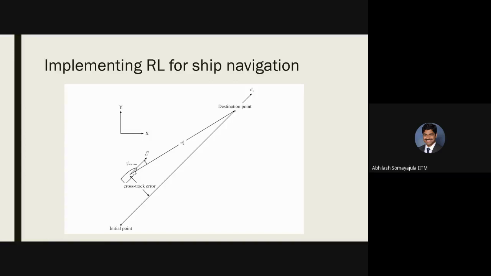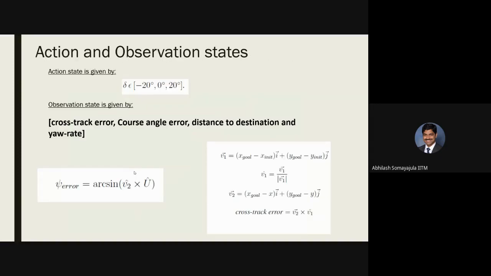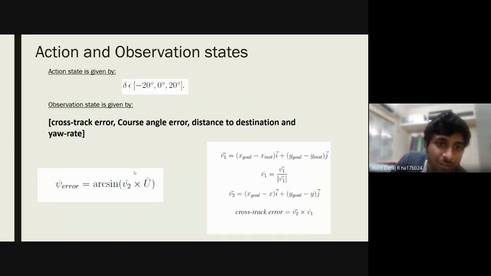But okay, all right. So next, coming to the action space, as I already said, three actions are possible at every time step. The RL controller either chooses an action of -20 degrees, 0, or 20 degrees. And the input to the neural network consists of 4 variables: the cross-track error that I showed you, course angle error, distance to the destination waypoint, and the yaw rate.